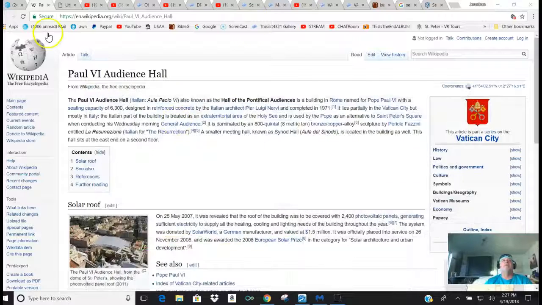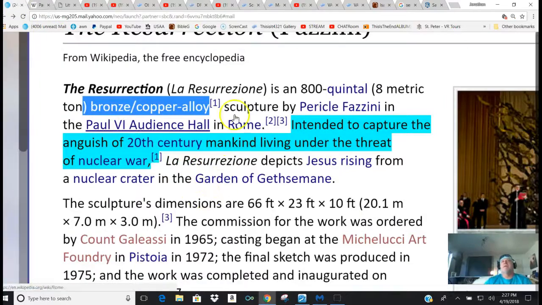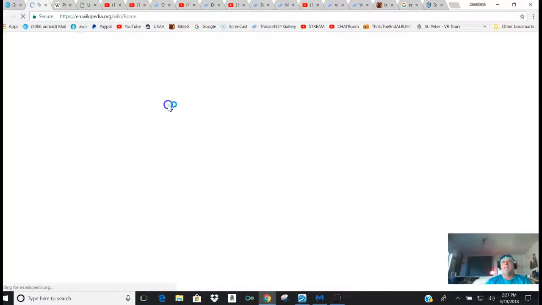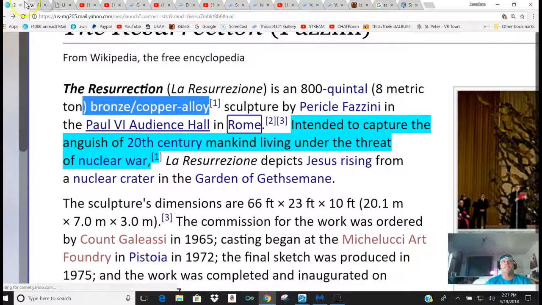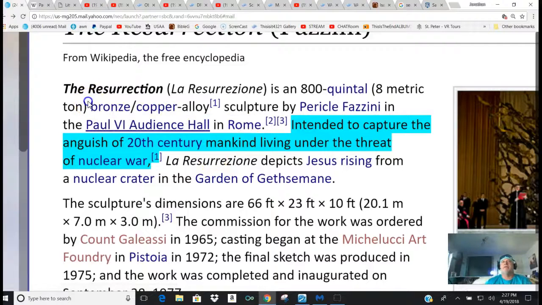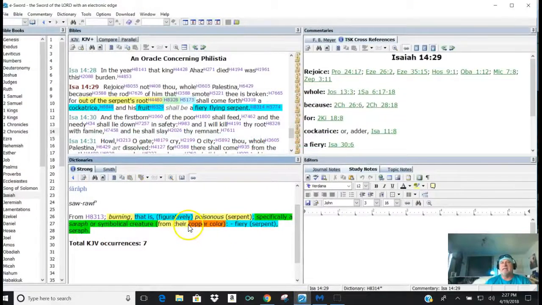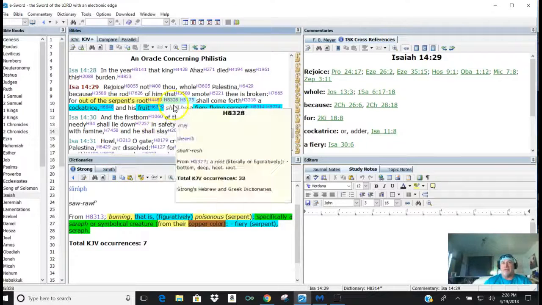Okay, back to, they made that sculpture out of what? Sorry, they made it out of what? Bronze, copper, alloy. That's not some mistake. That is exactly the color of the seraph that's coming out of the pit. There you go. From the serpent's root.